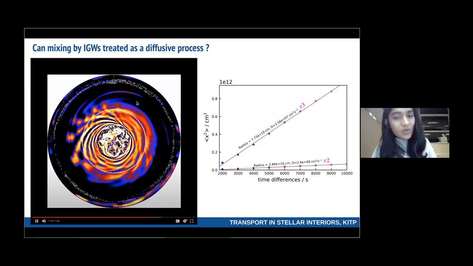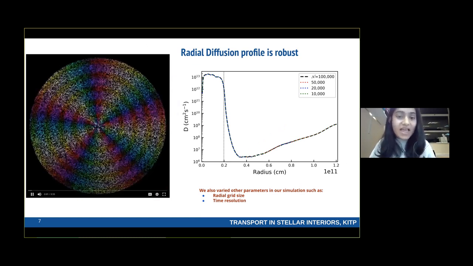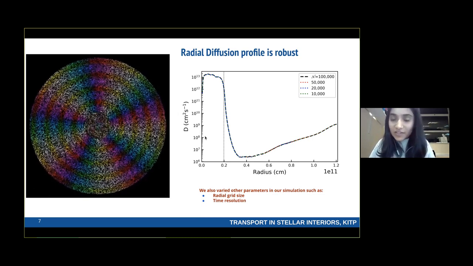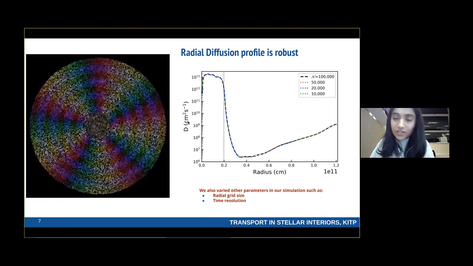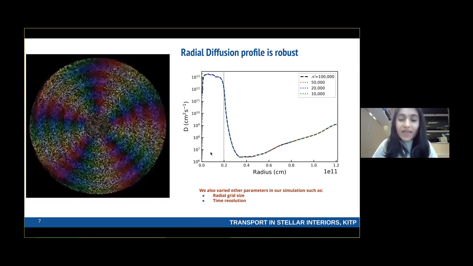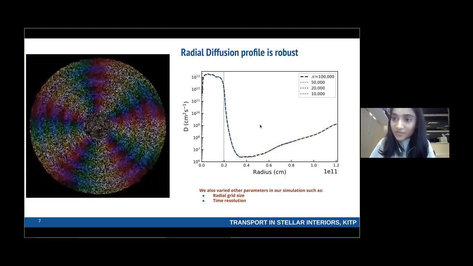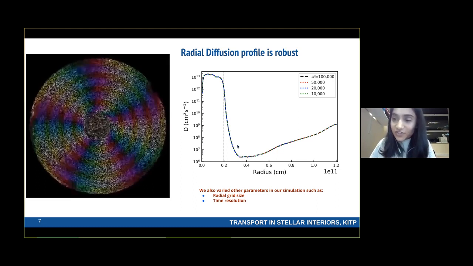So now we introduced a number of particles into our simulation, and we calculated the diffusion coefficient at each radius. The plot here shows the diffusion coefficient in units of centimeter squared per second, plotted on the y-axis, against the radius in centimeters on the x-axis, for different sets of particles given in different colors.